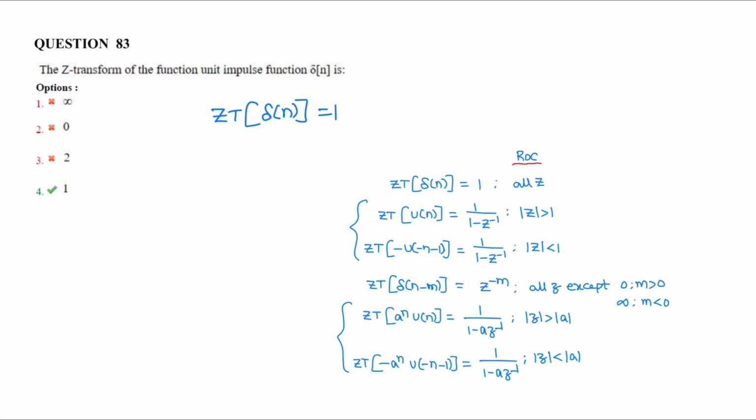Z transform of unit impulse function delta of n is 1. So correct option is 4. Other Z transforms are given. Z transform of u of n is 1 by 1 minus Z inverse for mod Z greater than 1. Z transform of minus u of minus n minus 1, that is for a non-causal signal, is 1 by 1 minus Z inverse for mod Z less than 1. Z transform of a power n u of n is 1 by 1 minus a Z inverse for mod Z greater than a. Similarly, Z transform of minus a power n u of minus n minus 1 is 1 by 1 minus a Z inverse for mod Z less than a.